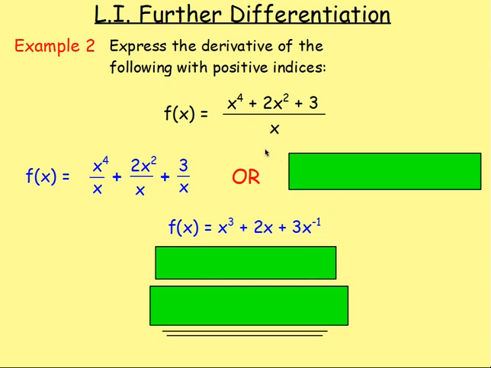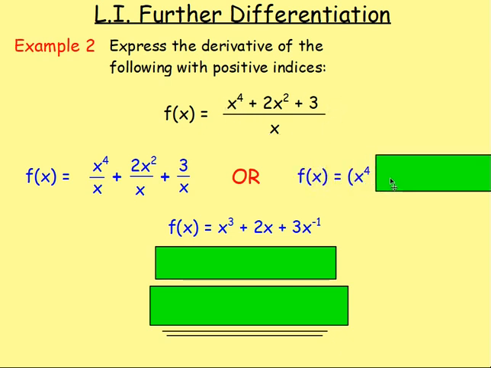The other way, what you could also have said is, well, I want to move this x from the bottom of the fraction up to the top. So put brackets around the top, just as it is, and then multiply all of that by x to the power of negative 1. If you do that, just multiply out the brackets. So x to the power of 4 times x to the negative 1. When it's the same base, add the indices, so you get x cubed.